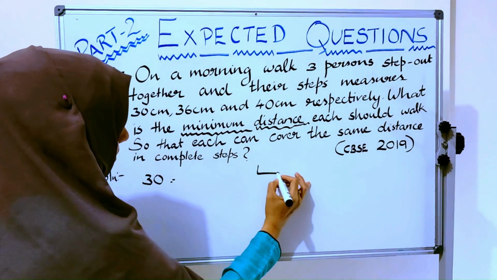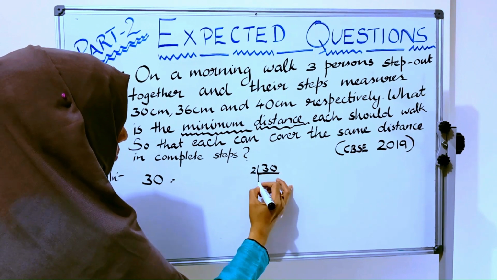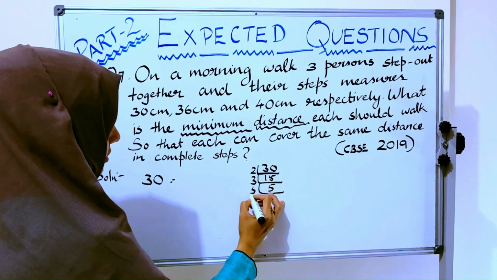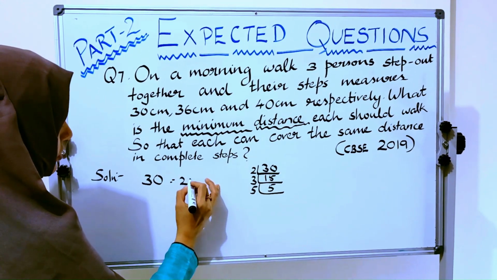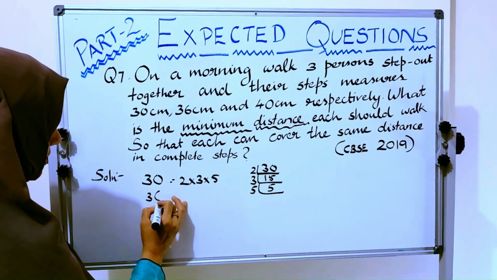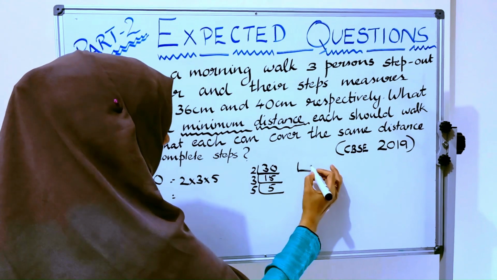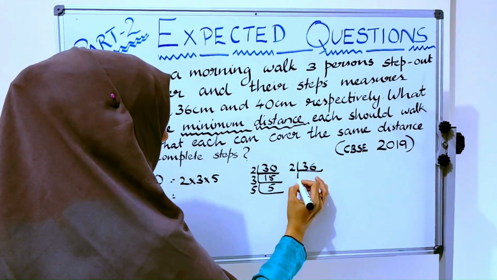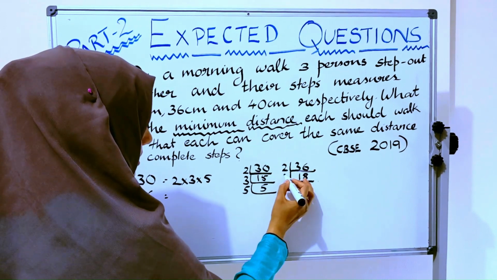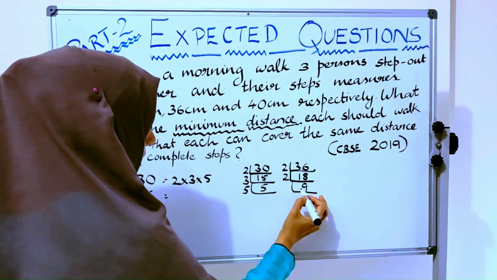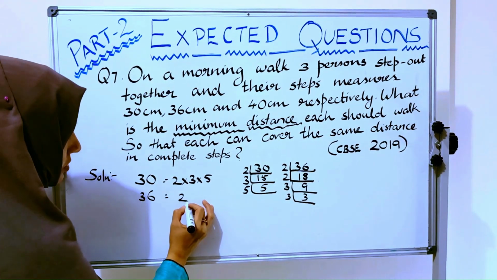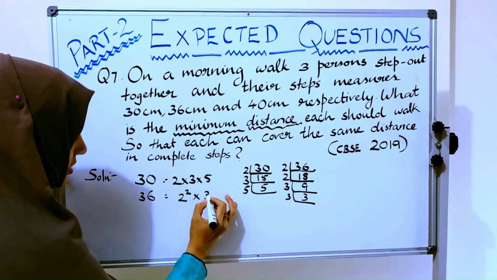Let us see the factors of 30. Start with 2, 15, 3, 5, 5. So 30 is equal to 2 into 3 into 5. Next is 36. Start with 2, 18, again 2, 9, then 3, 3. So 36 is equal to 2 square into 3 square.